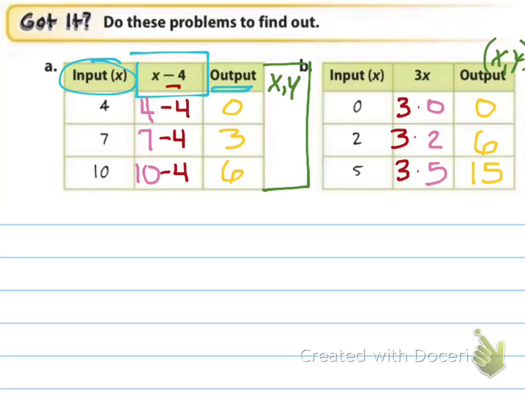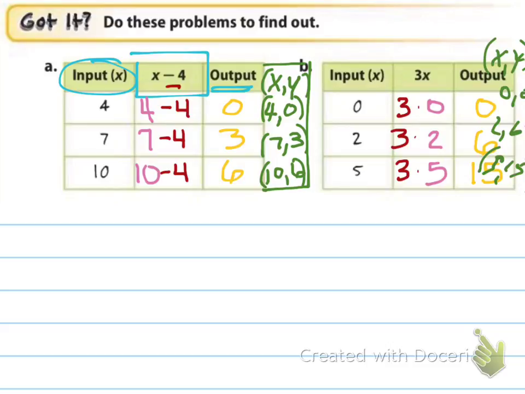So we're going to have a column for our x comma y, our ordered pairs. And so my ordered pair here, my x value is 4, my y value, which is my output, is 0. My x value is 7, and my output value is 3. My input value is 10, my output is 6. And then 0, 0 here, 2, 6, and 5, 15. And just, oops, sorry, that looks horrible. I'm just giving you kind of an introduction to that because we're going to be using that in just a moment. So I just wanted to point that out for you.